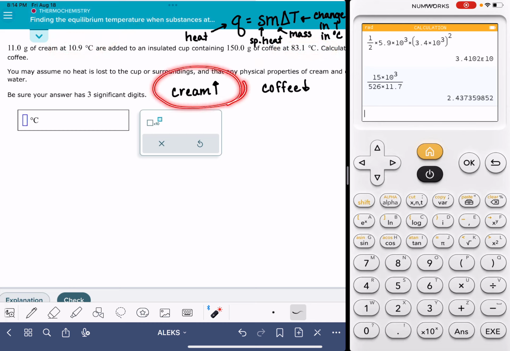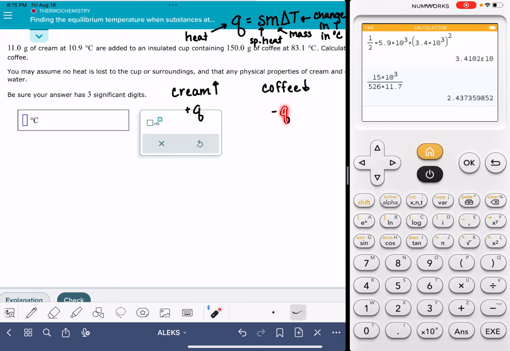All of the heat that is being used to raise the temperature of the cream is going to come from the coffee. So as the coffee is cooling down, it's cooling down because it's transferring heat from itself over to the cream to warm that cream up. So I know that the cream is absorbing heat. That means it has a positive value of Q. I know that the coffee is losing heat. That means it has a negative value of Q.